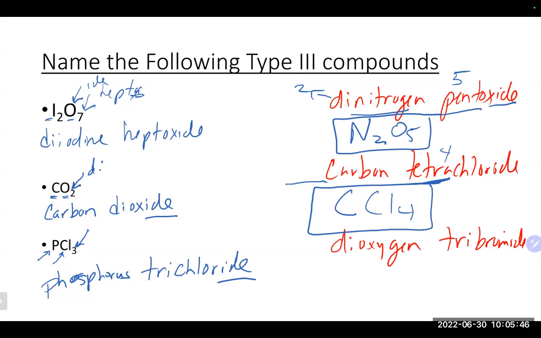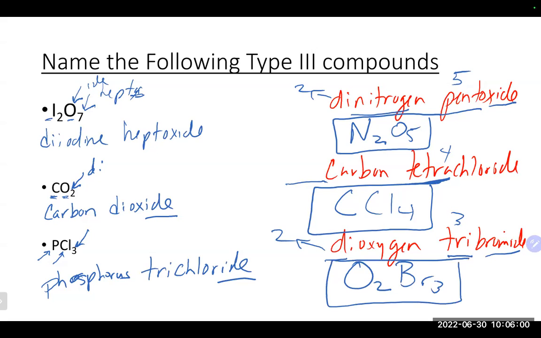Lastly, here we have dioxygen tribromide. So di is 2, oxygen is O, so that's an O2. Tri is 3, bromide is Br, so that is O2Br3 in our made-up example there. Any questions on type 3?